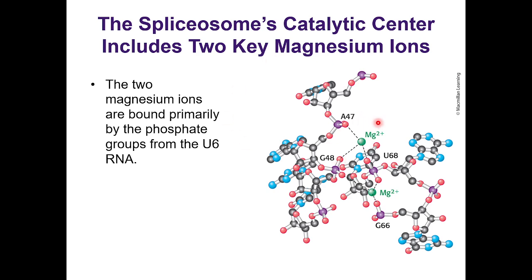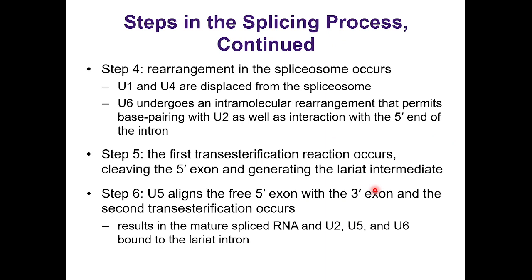And so these are the 2 magnesiums. They're going to bind primarily the phosphate groups from the U6 snRNA right there. And remember, the U6 is the one that actually does the snipping, right? Okay. And that's the one that's masked by U4.